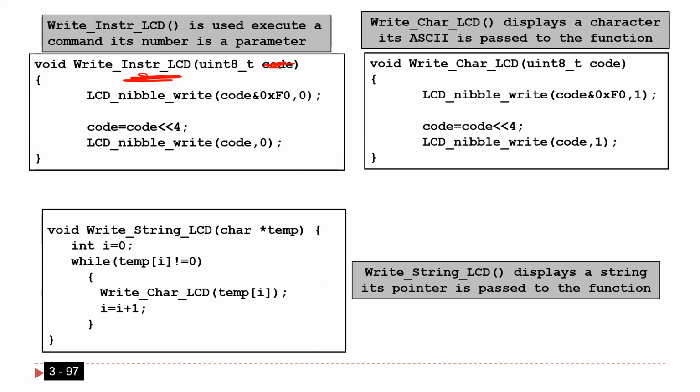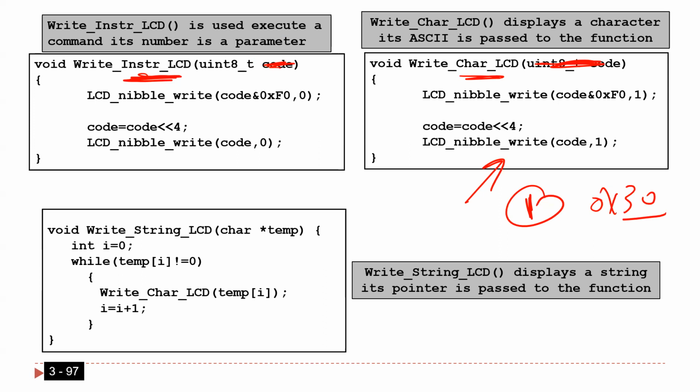The other function we are going to use is write character to LCD. This one is used if you want to write a character to the LCD, and you have to put the ASCII here, right? This character can be a number. So if I want to display number 1, I should not send 1. I have to send the ASCII of 1, which is 0x30. You understand what I'm saying?